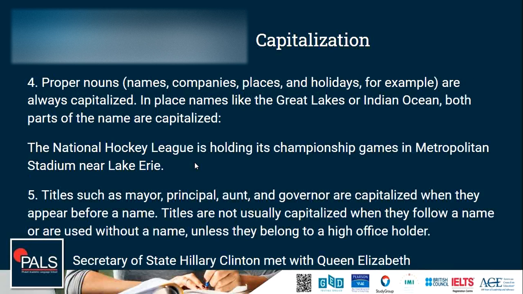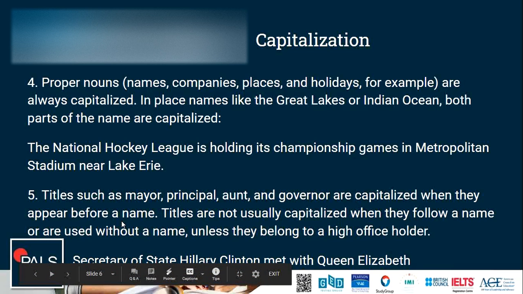Another, titles such as mayor, principal, and governor are capitalized when they appear before a name. But if not, then we don't capitalize them. Titles are usually not capitalized when they follow a name. That's what I said.